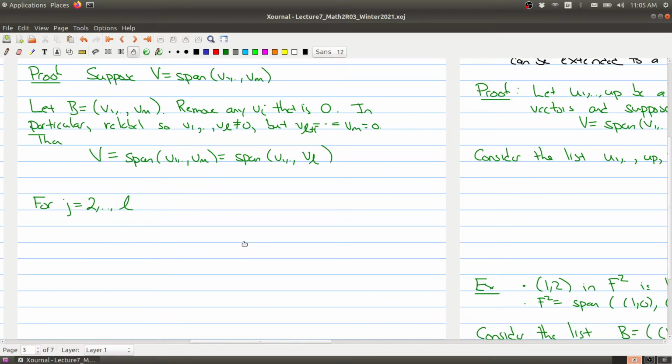Okay, and now for each of the vectors that are left over, we want to check to see whether we need it or not. Now, V1 is not 0, so we definitely want to keep V1 around. And now we want to look at each of the next ones. From j going from 2 to L, if Vj is in the span of V1 through Vj minus 1, we can remove it.